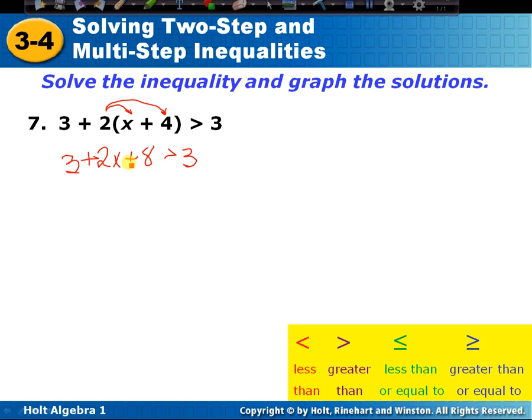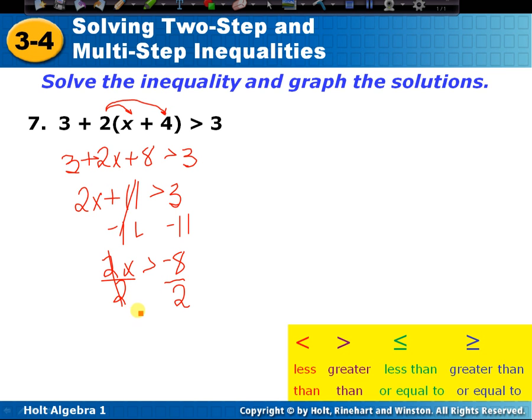3 plus 8 is 11. I'm not even going to rewrite that to get confused. I'm just going to say 2x plus 11, because 3 plus 8 is 11. Bring down the other side of my inequality. Now I have to subtract 11 from both sides. This cancels, and over here 3 minus 11 gives me negative 8. Bring down my inequality sign and my 2x. I know when a letter and a number are touching, they're being multiplied, so I have to divide. In order to undo that, I'm going to divide by 2, which gives me x is greater than negative 4.